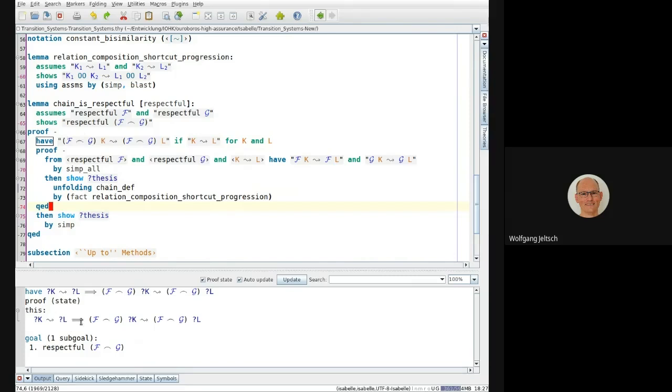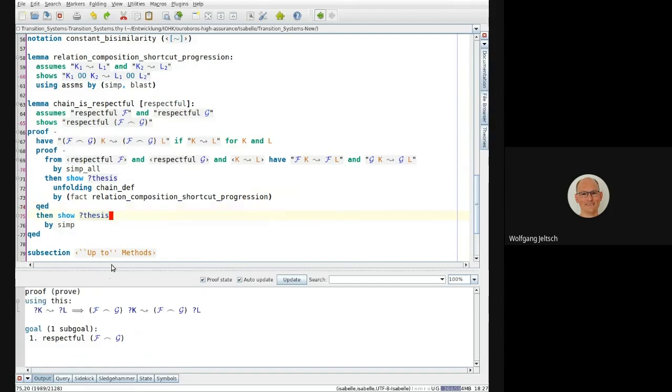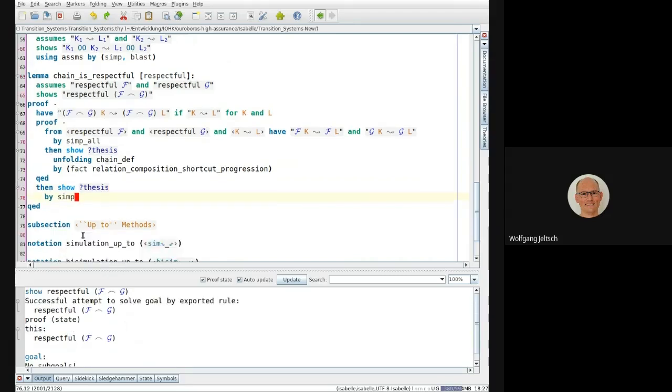So from K progresses to L, this progresses like this. And this means that F chain G is respectful. So the thesis follows by just the definition of respectfulness, which is considered by the simplifier automatically. And then we are done.